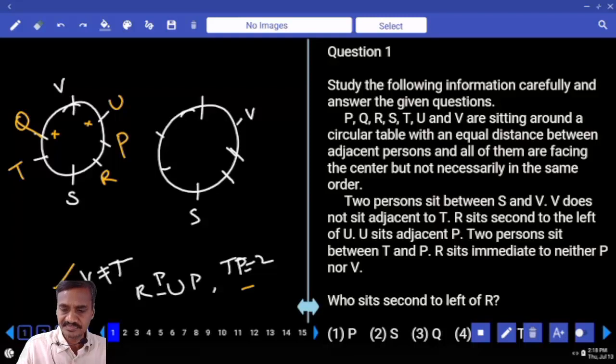Then R and P. R sits adjacent to neither P nor V. R is adjacent to P and V, and this case is also ruled out, isn't it? Then what is the other possibility we have?